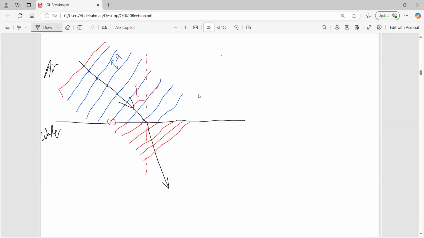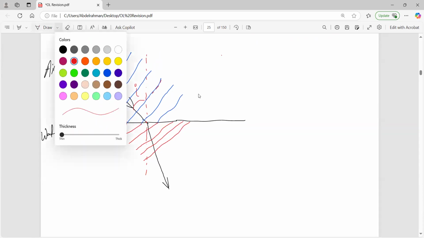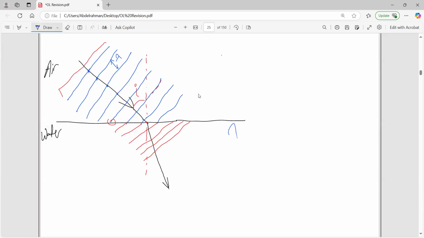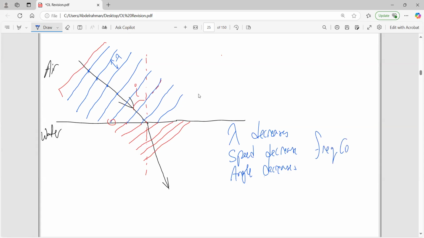Three things actually happen. Let me write them down. The wavelength decreases, the speed decreases, and the angle also decreases. What about the frequency? The frequency is always constant.